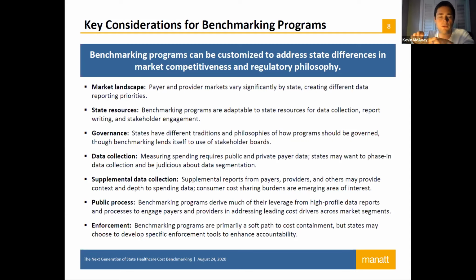States also differ in the resources they have available, the governance structure, and who they really need and want to bring into the fold to discuss the infrastructure they'd like to have in place, the reporting they think is going to be most used and useful in the market, and the types of supplemental data collection that they want paired with their cost-driving programs.